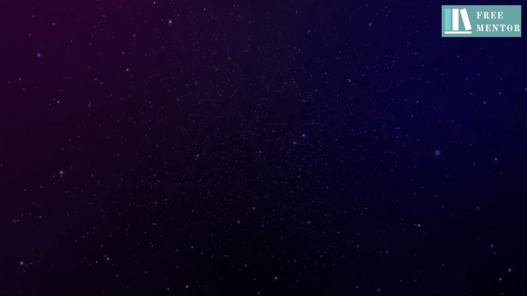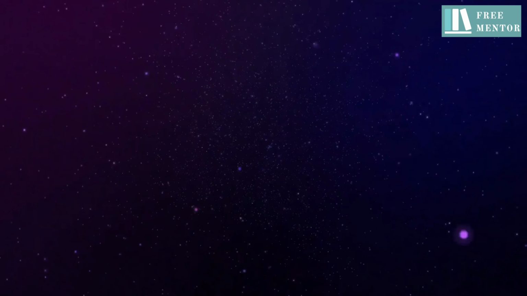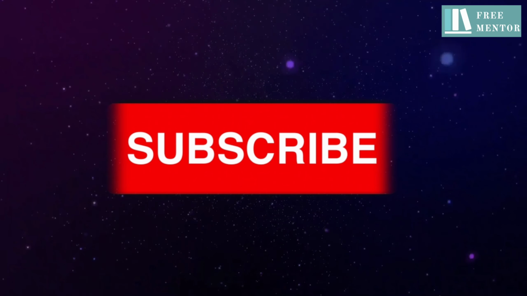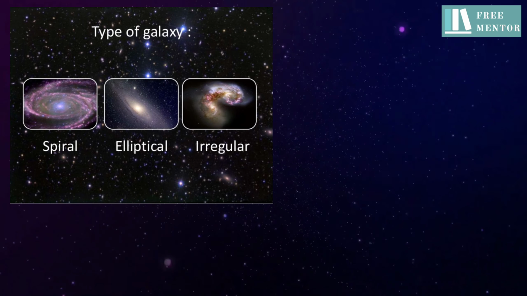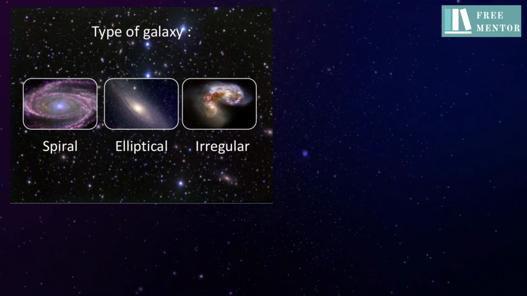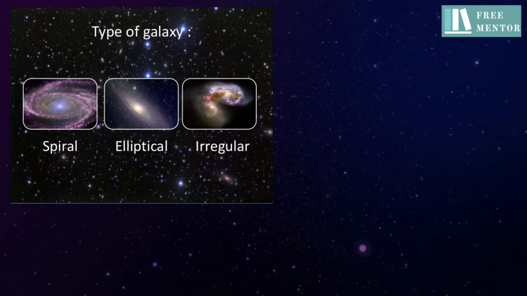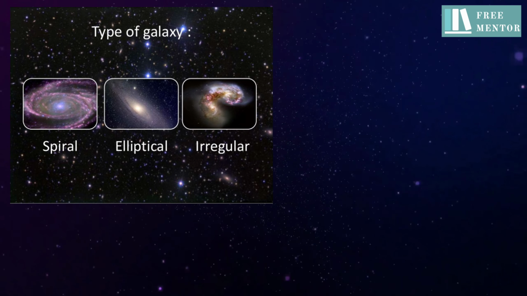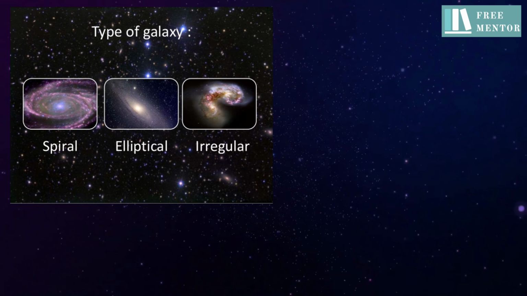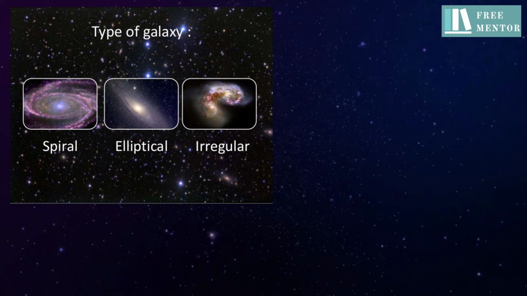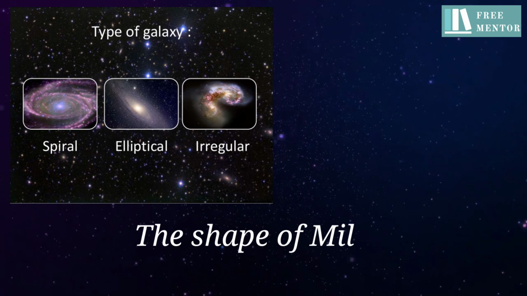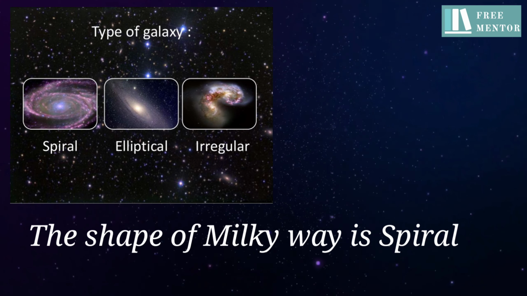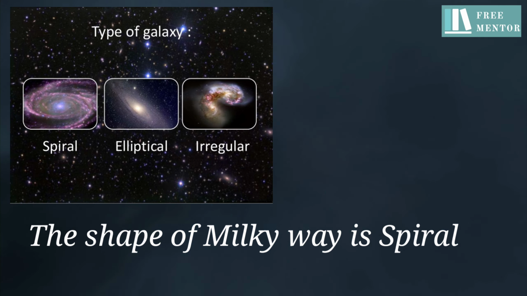Like other celestial bodies, do these galaxies have any shape or size? Yes, they have different shapes. In general, there are 3 types of galaxies that we find in the universe. What are they? Number 1, elliptical galaxies. Number 2, spiral galaxies. And number 3, irregular galaxies. Unlike the elliptical and spiral galaxies, irregular galaxies are those which don't have any particular shape. The shape of our galaxy is spiral. Remember, the shape of the Milky Way is spiral.